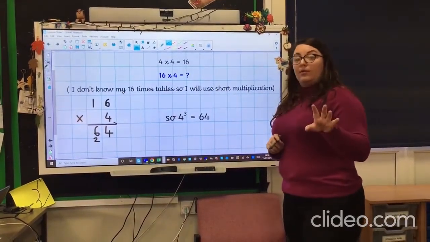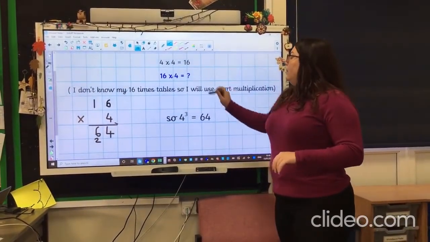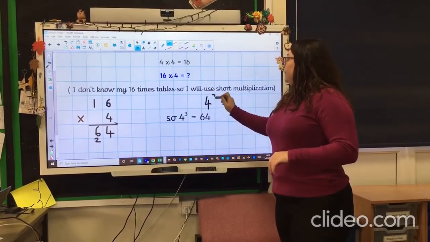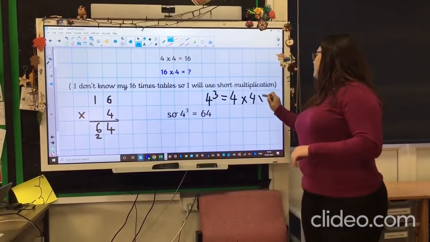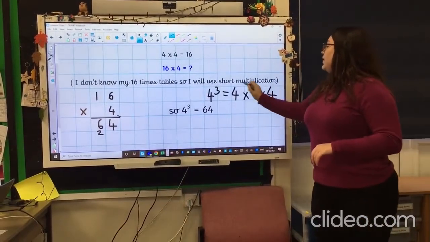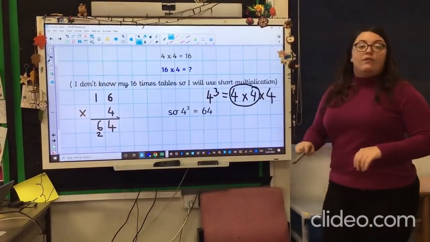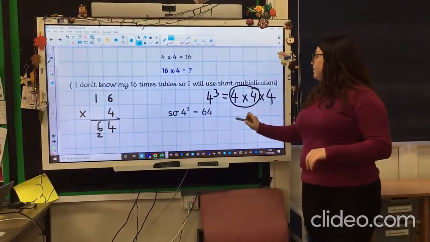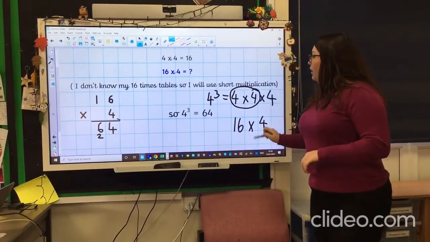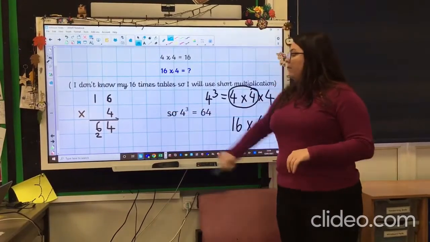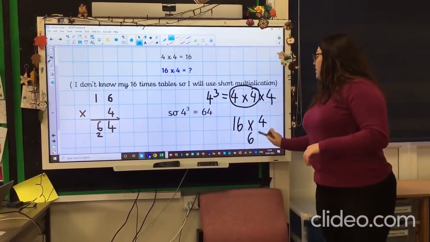So just to model that again, to do 4 cubed, it's equal to 4 times 4 times 4. We multiply these two together first. 4 times 4 equals 16. We then need to do 16 times 4. So we did our short multiplication, which gave us 64.